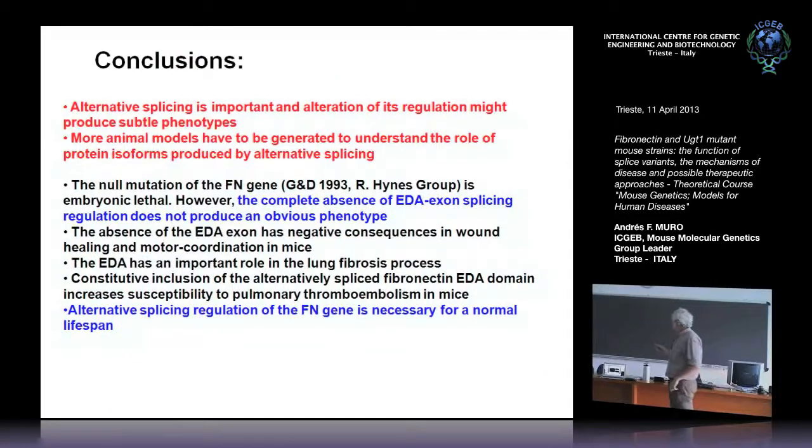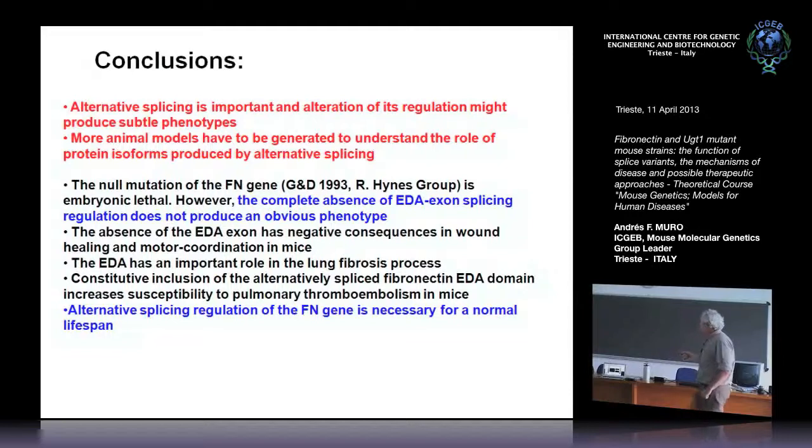Conclusions of this part of the talk are that, as I mentioned before, alternative splicing is important, and the alteration of regulation of alternative splicing might produce subphenotypes. This is something that I think very strongly, that we need more animals to understand the role of genes. The study of gene knockout only by doing the null mutation is not enough. It is a very important step, but it's not the only one.